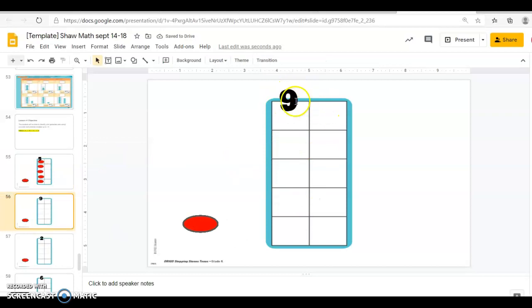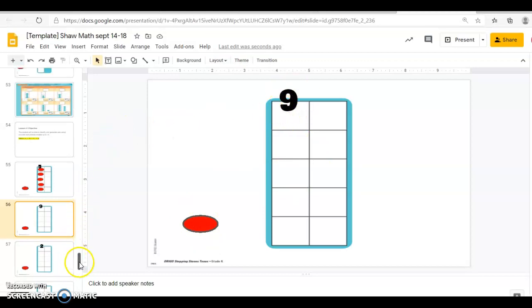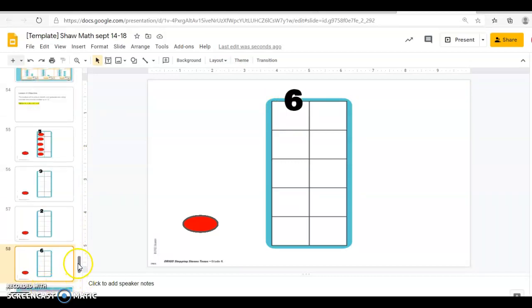Then you're going to go to this number, 9. You're going to do the same thing. You're going to drag the counters over until you make the number 9 on the 10-frame. The same thing with 2 and 6.